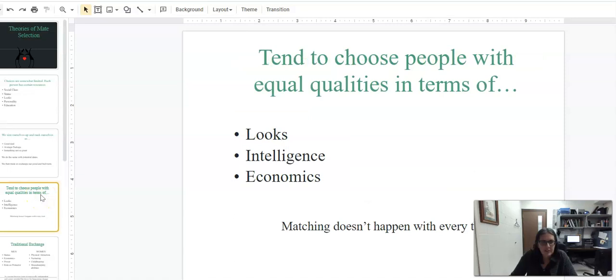Okay. We tend to choose people with equal qualities in terms of looks, intelligence, and economics. Matching though doesn't happen with every trait.